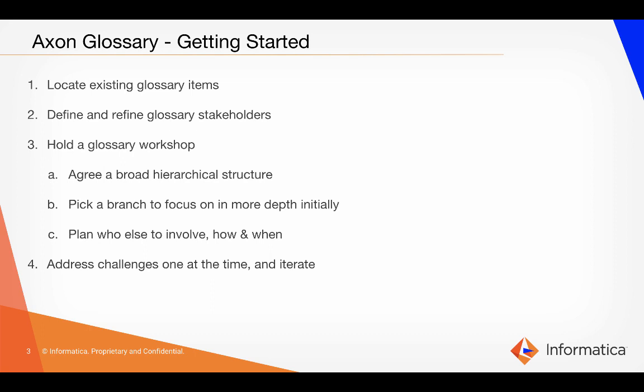Then you can start planning who else to involve, how and when. Once you're showing that Axon has value for the glossary within a certain branch, you can then start talking about involving other SMEs and building out other areas. As you go, you should be addressing challenges one at a time and iterating, so building up the glossary and learning from your mistakes or issues.